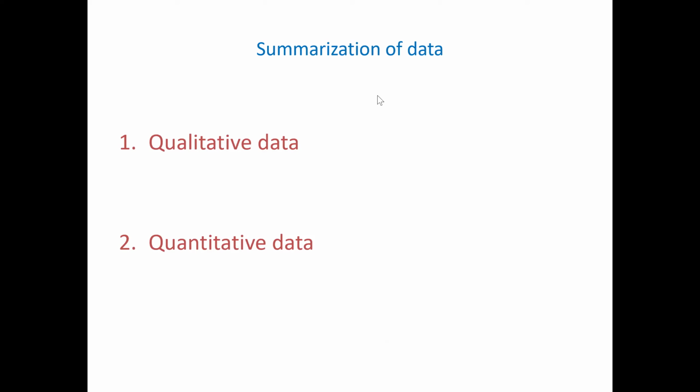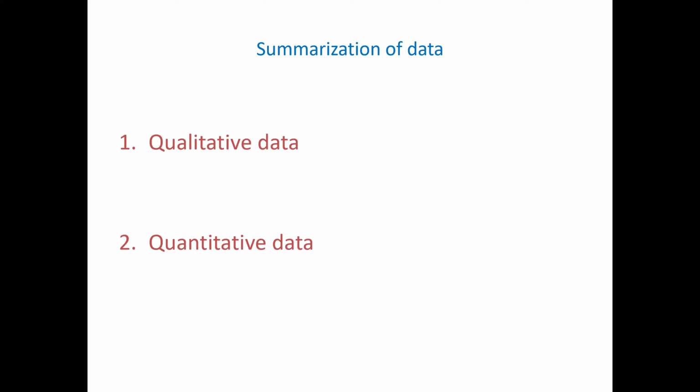So how do you summarize this? Remember, we are still in descriptive statistics. We are talking about frequency distribution now, and how you display. That's display. But how do you summarize the data? The way you summarize data depends on the type of data. We have already grossly classified data into qualitative, or categorical, and quantitative, which is numerical.